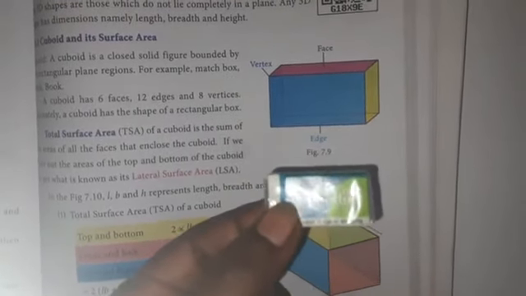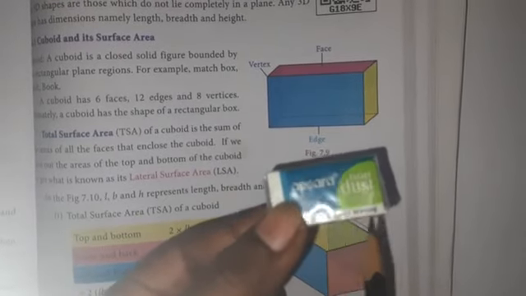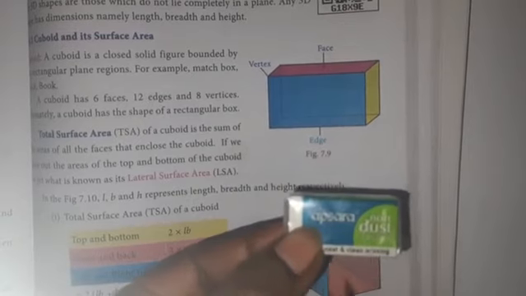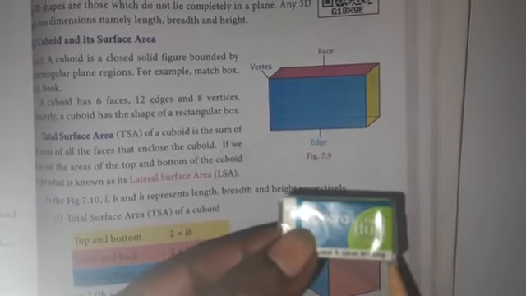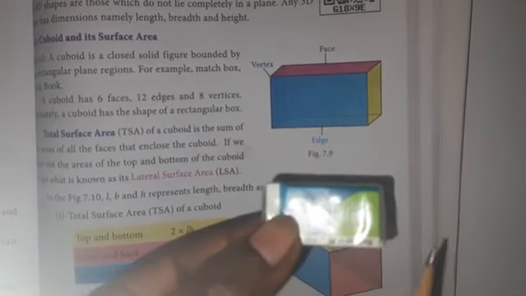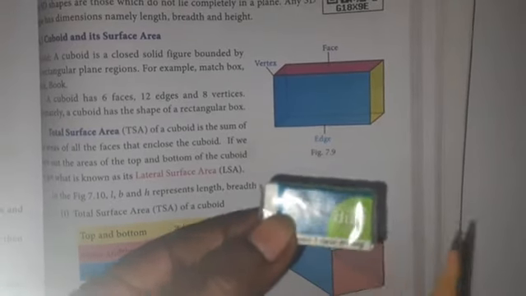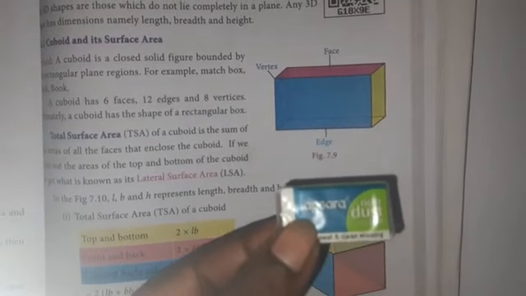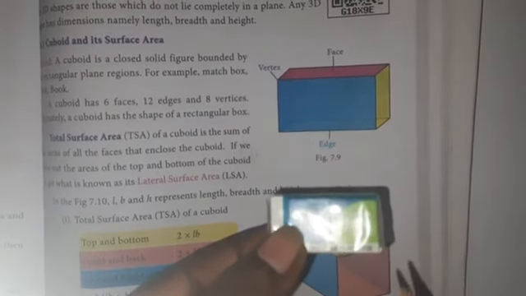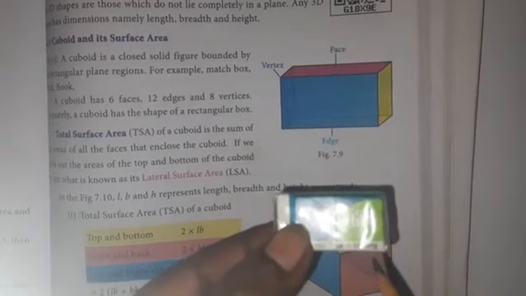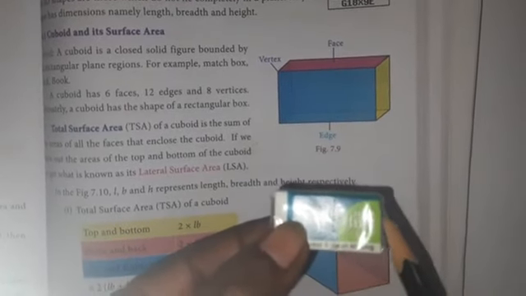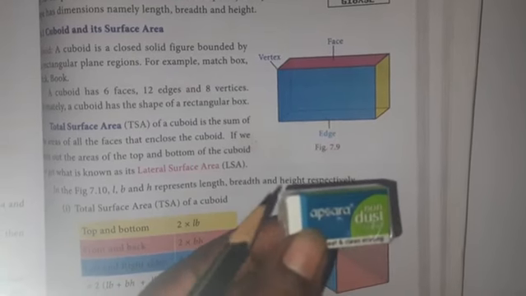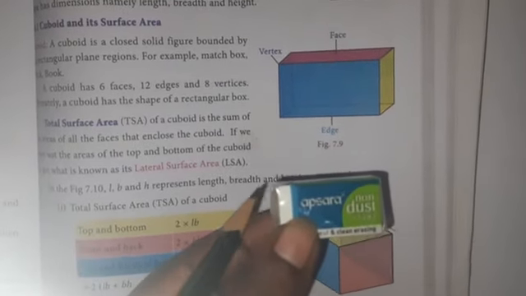What are edges? Edges, see here. A line: 1, 2, 3, 4 on the top, and on the bottom also 4. 5, 6, 7, 8. Then on the side 9, 10, likewise here 11, 12. So how many edges? 12 edges. A vertex is a corner. How many corners are there? See here, 1, 2, 3, 4. Likewise here 5, 6, 7, 8. So vertices is 8.